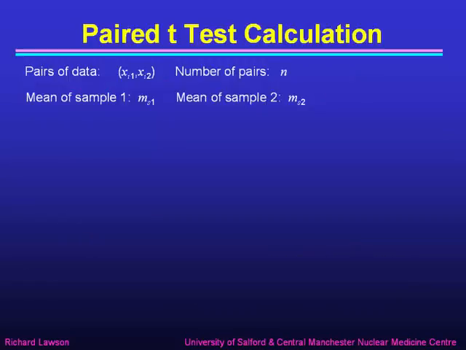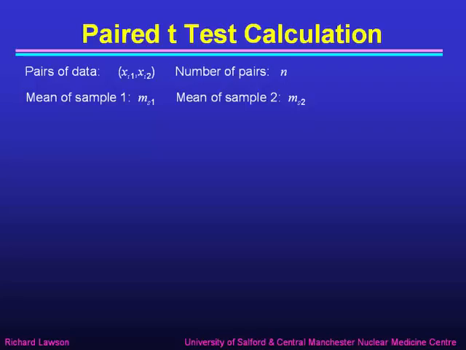The paired t-test calculation has a number of stages to it. Let's suppose that we have pairs of data. Let's call it xi1 and xi2, the i representing the number 1, 2, 3, 4, and 1 and 2 representing sample 1 and sample 2. So in each sample there are n measurements, so we have n pairs of measurements.